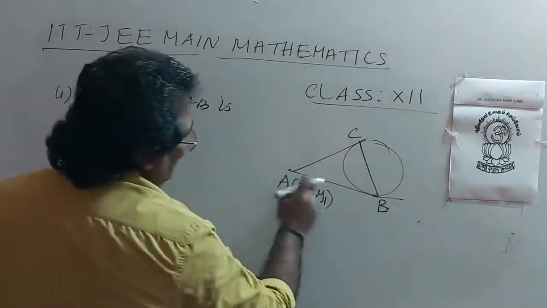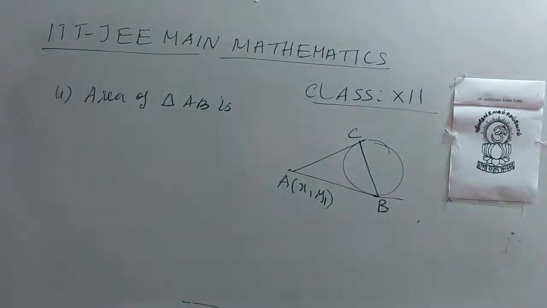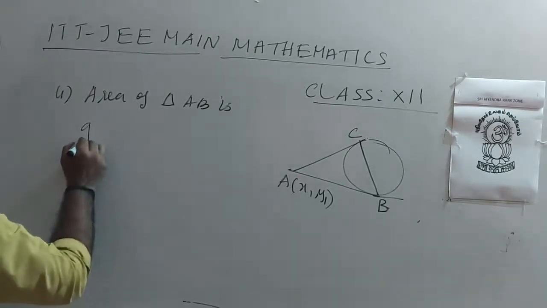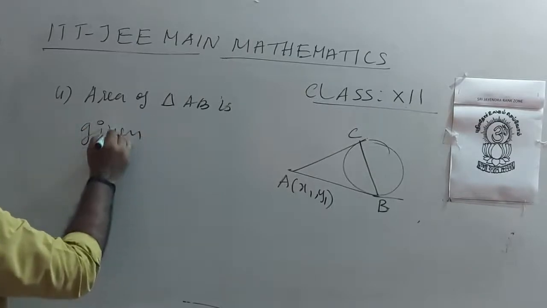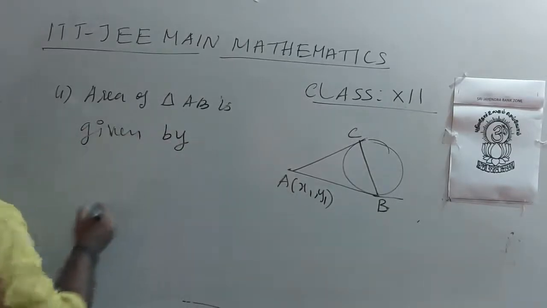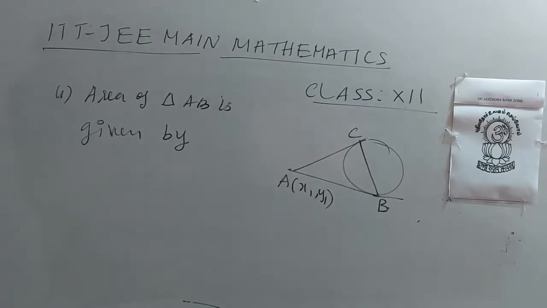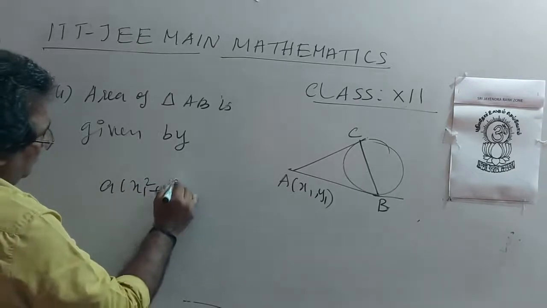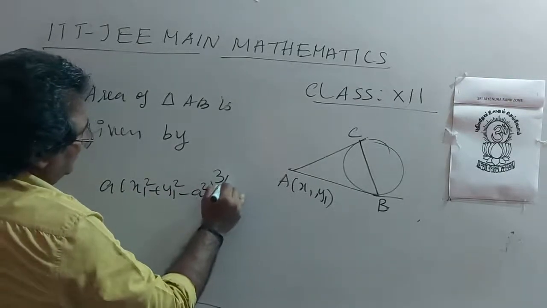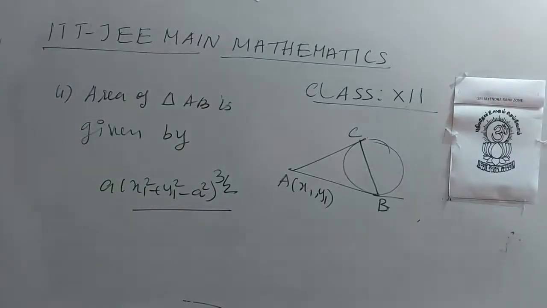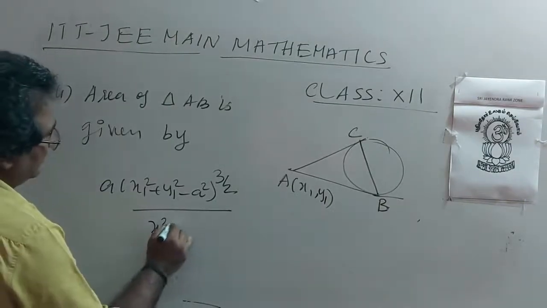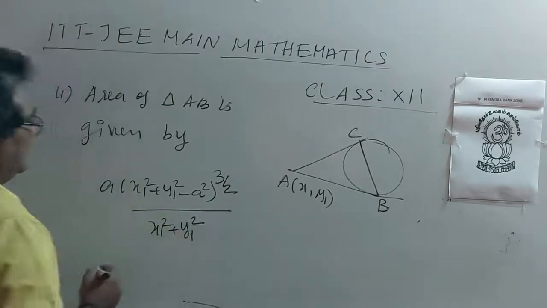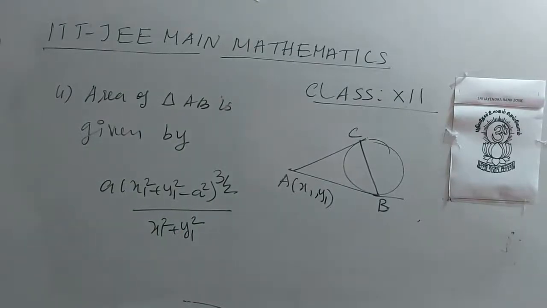So, we have triangle ABC. The area of triangle ABC is given by a into (x1 squared plus y1 squared minus a squared) whole power 3/2, divided by (x1 squared plus y1 squared).